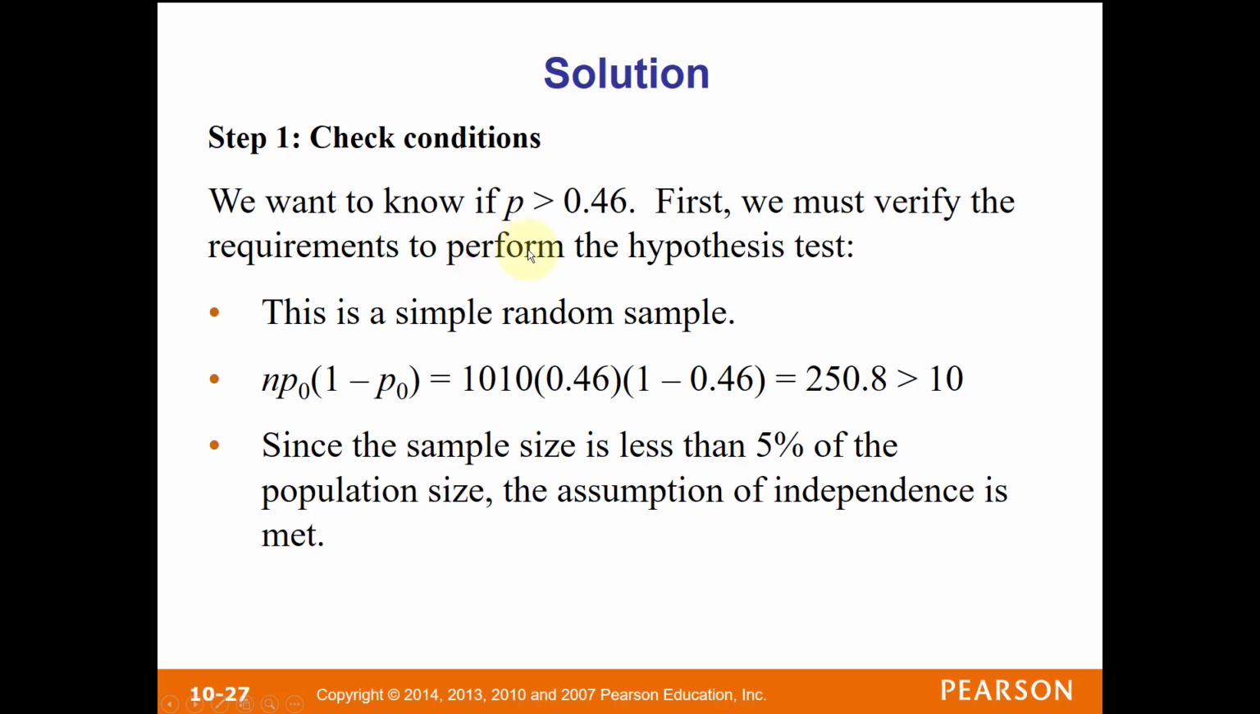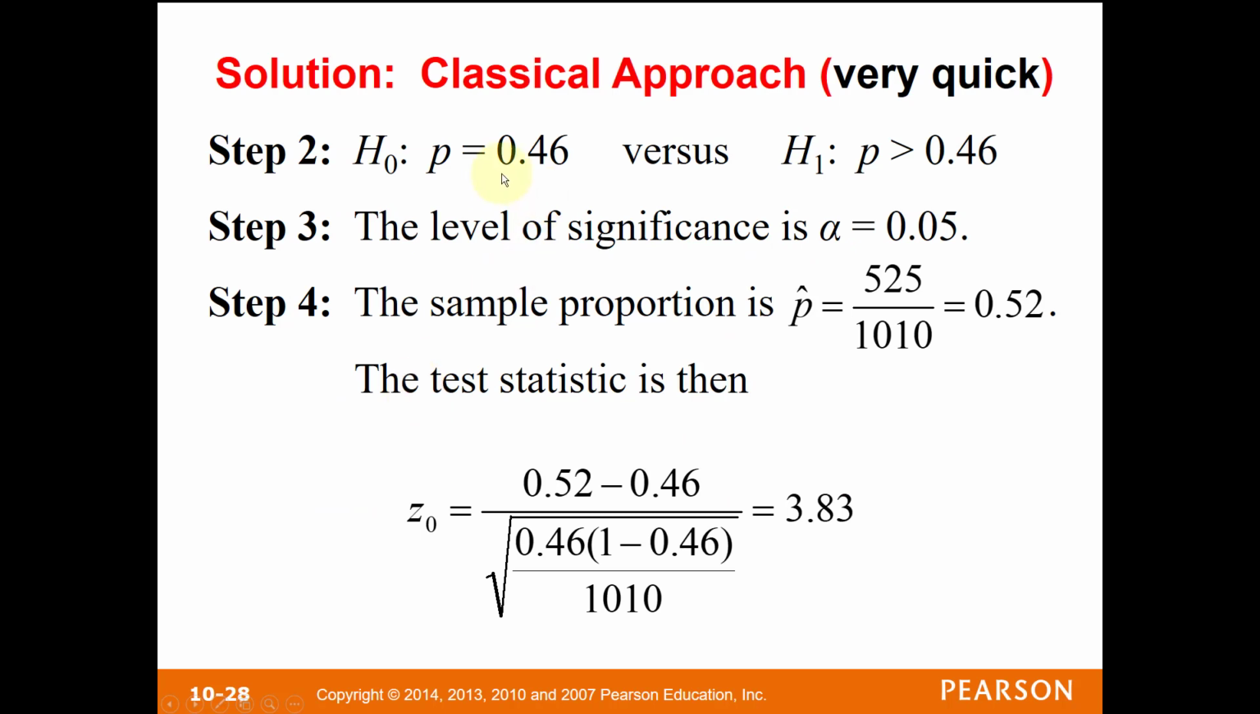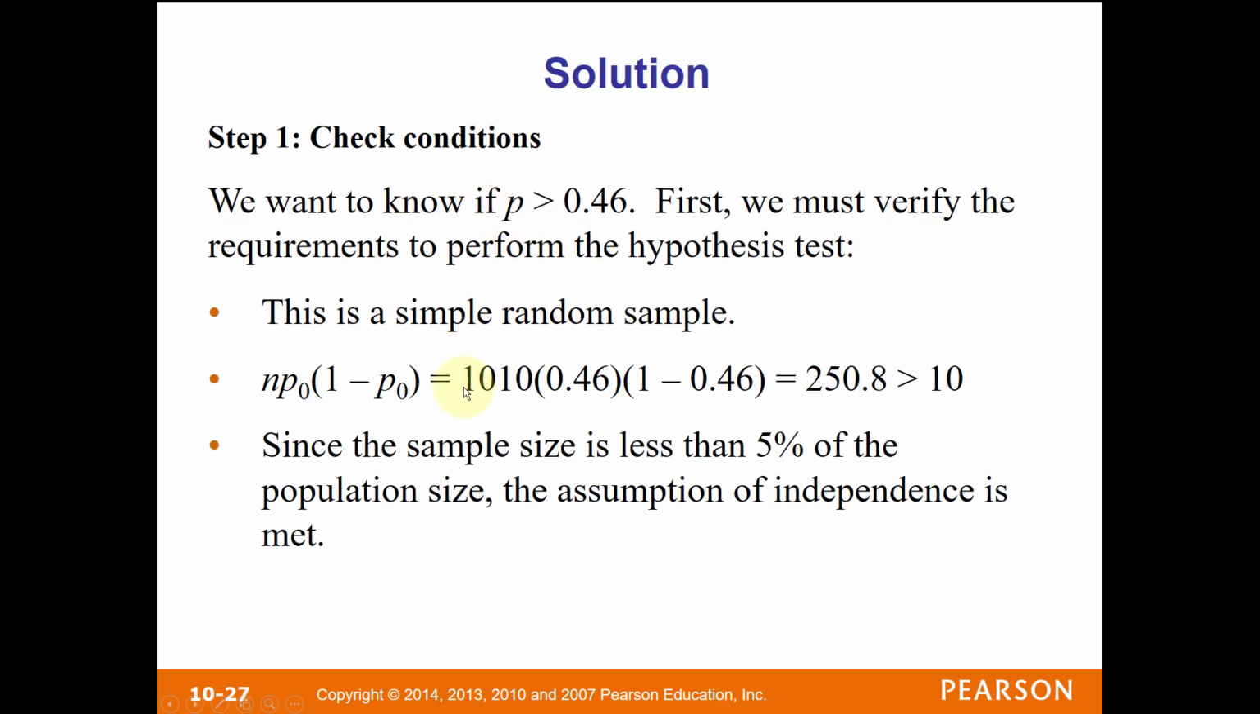First, you have to verify the requirements to perform the hypothesis test. Do you see where this is coming from? Let me go over here. Do you see right here, this is the null hypothesis, p equals 0.46. Do you see how the null hypothesis is subscripted with a 0? Well, when you check the conditions, you check n times p subscript 0 times 1 minus p subscript 0. This number, the p subscript 0, is super important, and it comes from the null hypothesis, and that's why that's 0.46. When we do this, we get 250.8, which is obviously greater than 10, so this main condition has been met. Obviously, we need a good sample, and as always, when we don't have replacement, we need the sample size to be small, but we have that met.